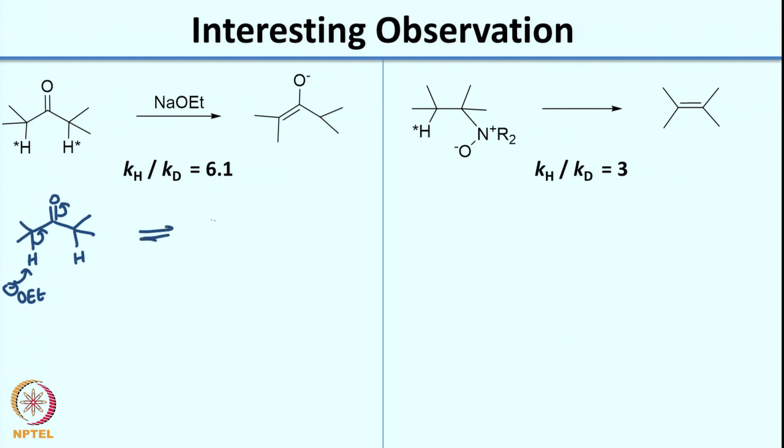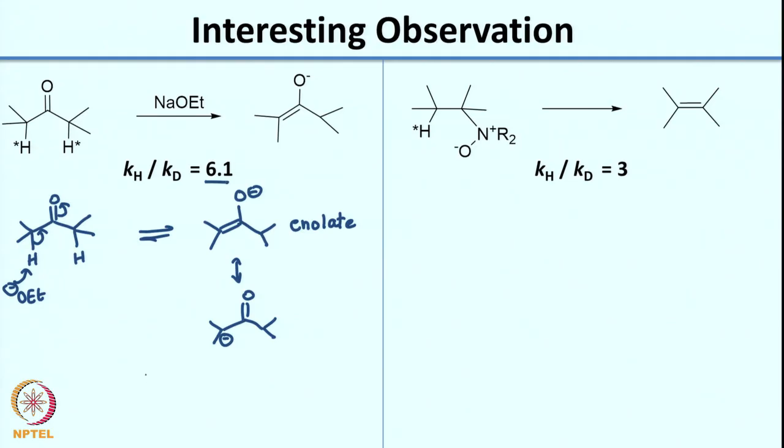So, what you get would be, so this product is called an enolate. Of course, its other resonance structure is a carbanion. And of course, this is the more contributing structure because you have a negative charge on electronegative oxygen. Now, when you look at formation of this enolate, you have the CH bond breaking in the rate determining step and probably you have quite a symmetric transition state. So, your KH over KD is 6.1. So, it is a primary kinetic isotope effect.